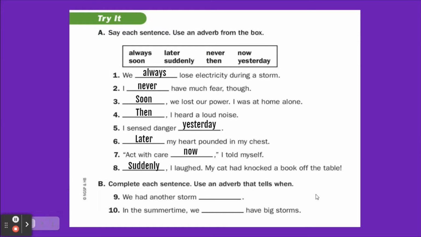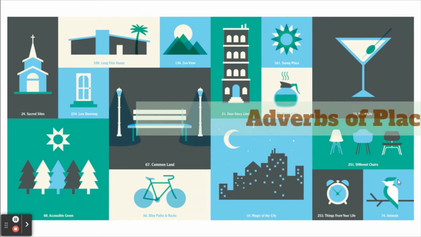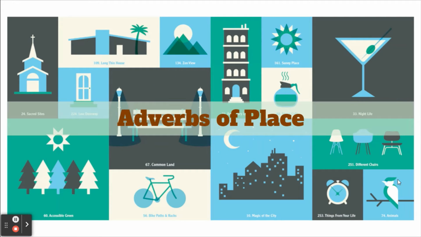Very good. So remember that what I want you to do now is complete each sentence, 9 and 10, use an adverb that tells when. Okay, so I'm just going to read them out. We had another storm, blank. In the summertime, we blank have big storms. Okay, so just take your time and come back to me. So just a reminder that adverbs modify verbs.